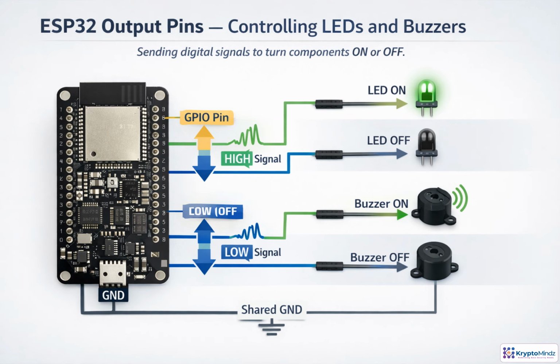When code controls an output, it changes the voltage on a GPIO pin. GPIO stands for General Purpose Input-Output, and pins like 16, 17, 18, or 19 can be assigned to drive devices. Setting a pin high sends a voltage signal, so an LED can light or a buzzer can sound. Setting it low removes that signal and turns the device off. The key wiring rule is shared ground. The ESP32 and every output component must connect to the same GND, or the signal has no reliable reference.